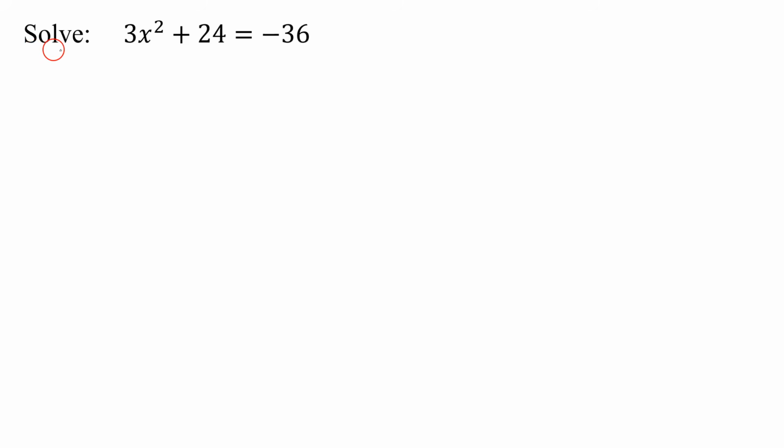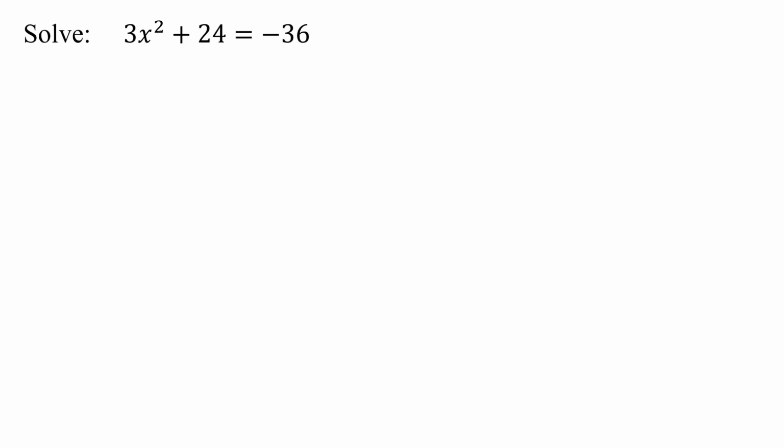In this problem, we need to solve the equation 3x squared plus 24 equals negative 36. What type of equation do I have here? Notice the highest exponent on an x is a 2, so it's a quadratic equation, and we normally solve those by either factoring or the quadratic formula.